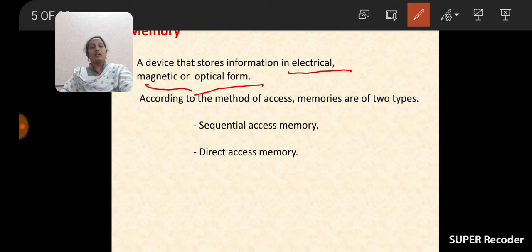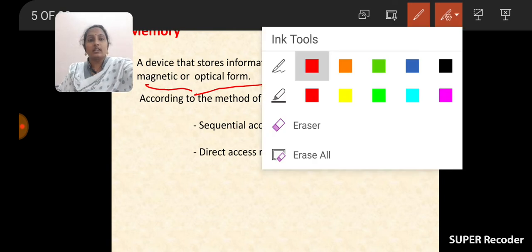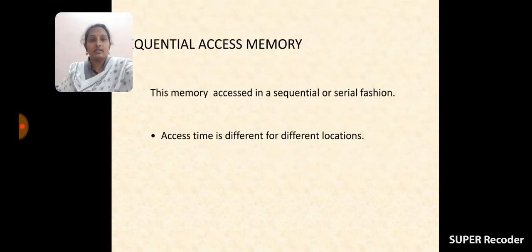According to the method of access, memories are of two types. One is sequential access, the other is direct access. Sequential access means the registers in the memory are accessed sequentially in one particular order. But in direct access memory, whatever register we would like to use, either to enter the data or to retrieve the contents, only that is touched. Is it clear? So once check the slide.